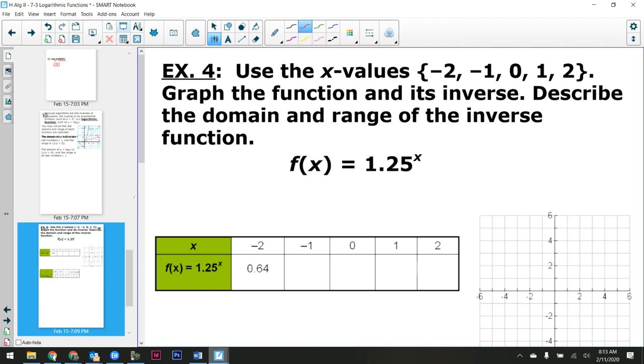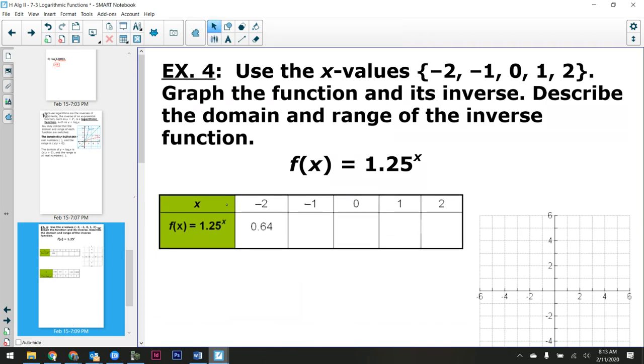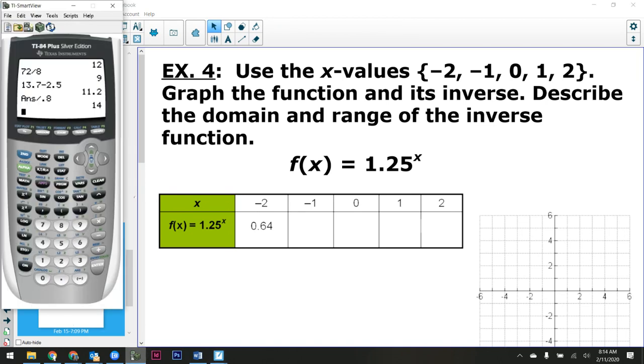Okay, so we're going to graph this. Now, this is just exponential, right? I could have given this graph to you when we started learning exponential. Last Friday, right? So if I go to graph this, 1.25 to the x, I put in -2, I get 0.64. Let's put in -1. 1.25 to the -1 gives us 0.8.